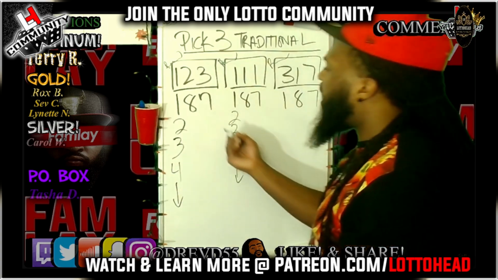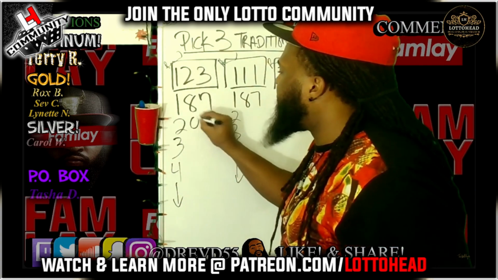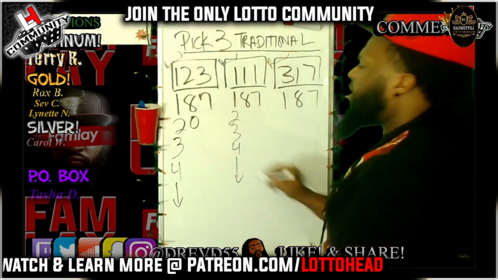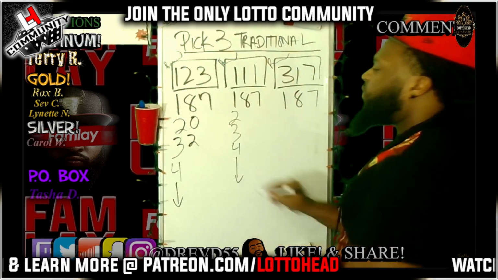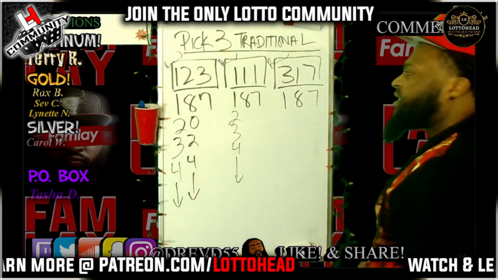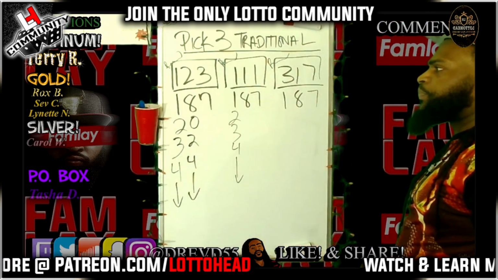Now you move over. 2 plus 8 gives you what? Not 10, it gives you 0. Lottery math. 0 plus 2 gives you 2. 2 plus 2 gives you 4. And so forth. See how we're doing that?